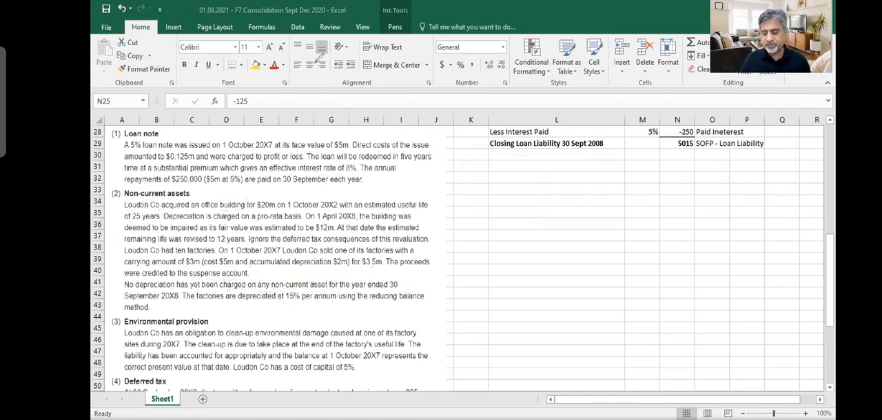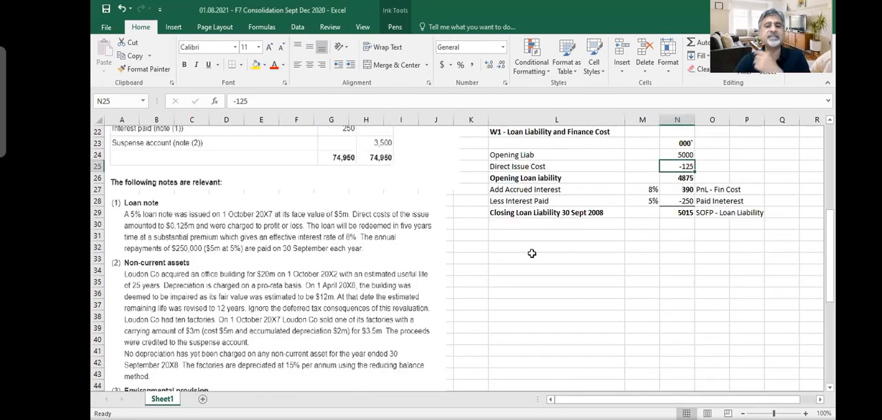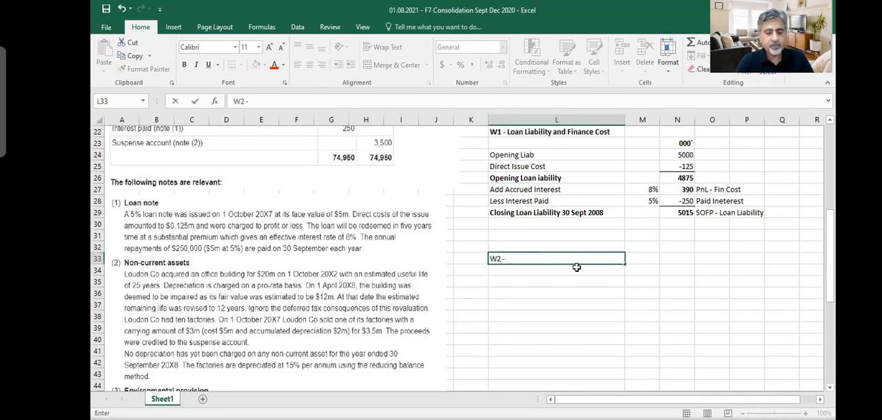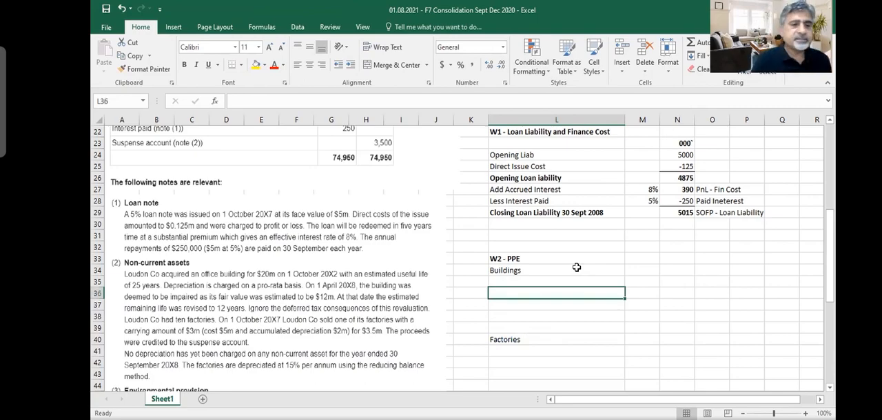Now, before I do environmental provision, it is better that we prepare our working for non-current assets. Otherwise, we will just put a lot of information on ourselves. So let's make things easy. Working 2, I would call it PPE. Okay, let's give it a name PPE. And within PPE, you have buildings which we need to calculate, and you have factories which we need to calculate.